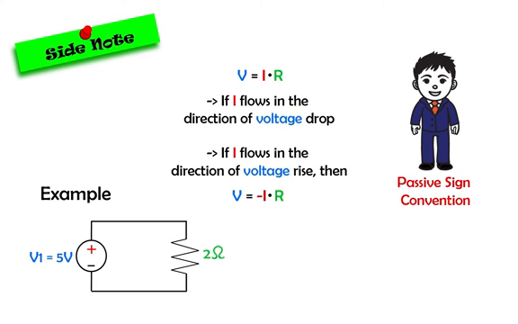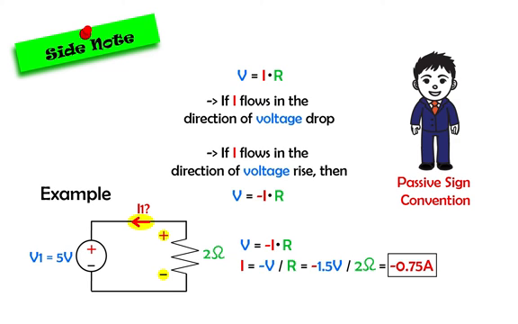For example, suppose we have a 1.5 volt battery connected to a 2 ohm resistor. What is the value of the current I1? Note that the current is now flowing in the direction of voltage rise across the resistor, so Ohm's law is given by voltage V equals negative current I times resistance R. Current is then negative voltage divided by resistance, or negative 1.5 volts divided by 2 ohms. The current then is negative 0.75 amps.